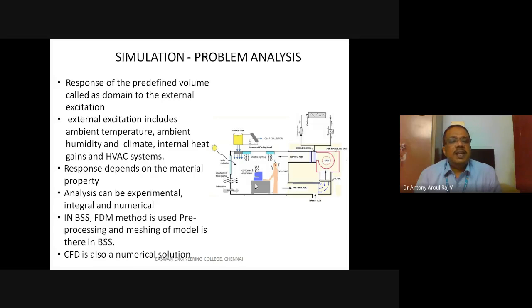For example, if I take a lightweight construction, the temperature rise may be higher. If I take a medium weight construction, the temperature rise will be reduced. If I go for a heavyweight construction, we find that the temperature drop will be higher and there will be a shift in the peak. So that is what we have understood so far: the response of the building depends on the material of the building. It may be building material or it can be glazing material also.